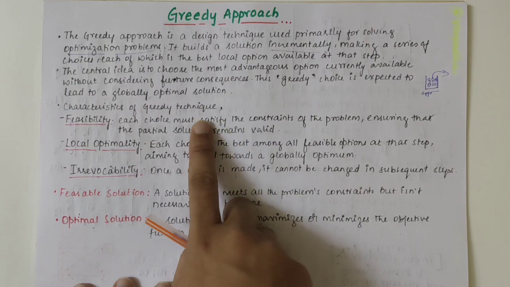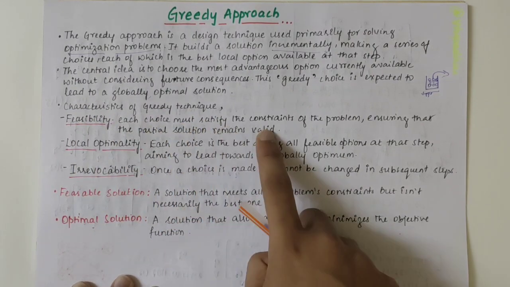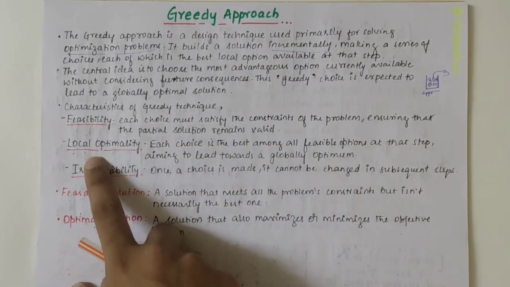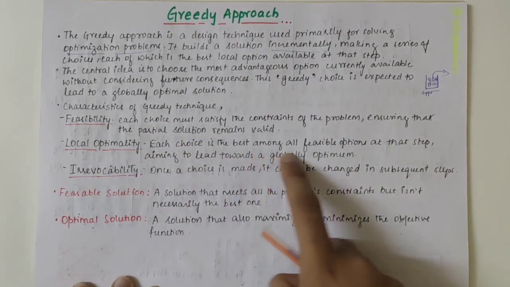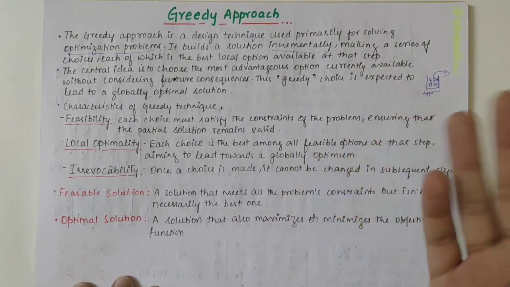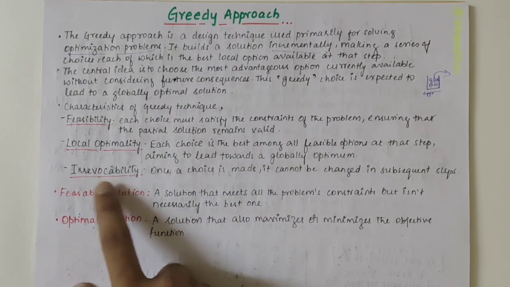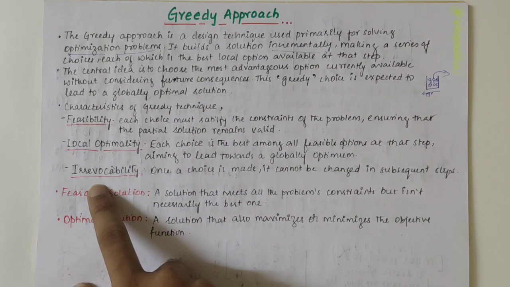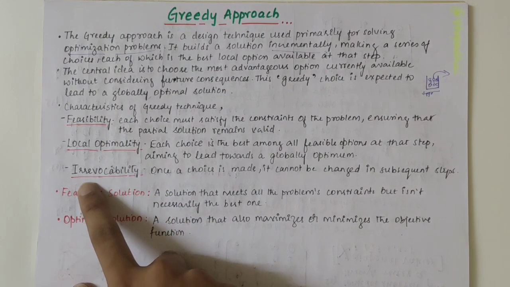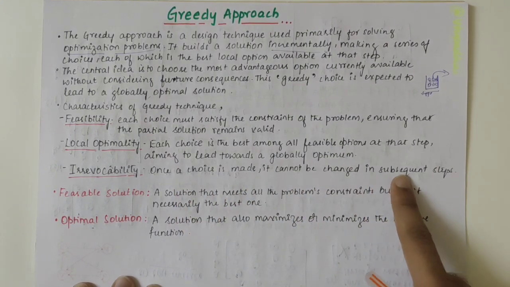So the characteristics of greedy approach: one is feasibility. Each choice must satisfy the constraints of the problem, ensuring that the partial solution remains valid. So local optimality: each choice is the best among all feasible options at that particular step, aiming to lead to a globally optimum solution. So that's what we have discussed here. Next we have irrevocability. That is, once a choice is made, it cannot be changed in subsequent steps.